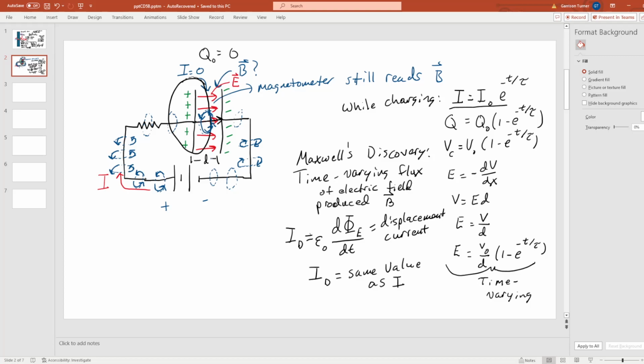Okay. Did I draw those correctly? No, I actually got them backwards. Oh, yeah. I drew those backwards. So let me draw them the right way. Yeah, they're going to be going up like this.